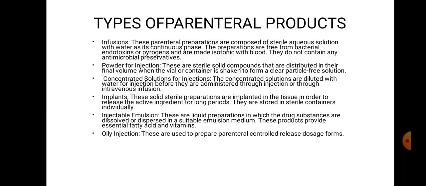Next one is implants. Implants are sterile solid preparations containing one or more active ingredients. They are of a size and shape suitable for parenteral implantation and provide release of the active ingredients over an extended period of time. They are presented in individual sterile containers. They are stored in sterile containers individually. Next one is injectable emulsions. These are liquid preparations in which the drug substance is dissolved or dispersed in a suitable emulsion medium.